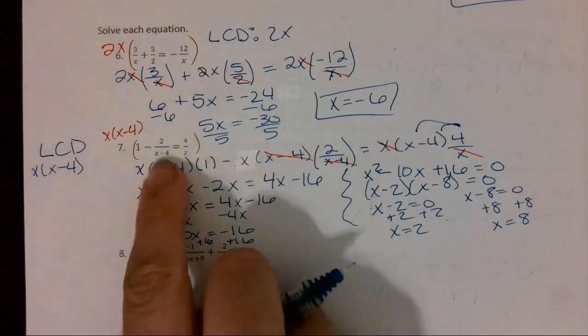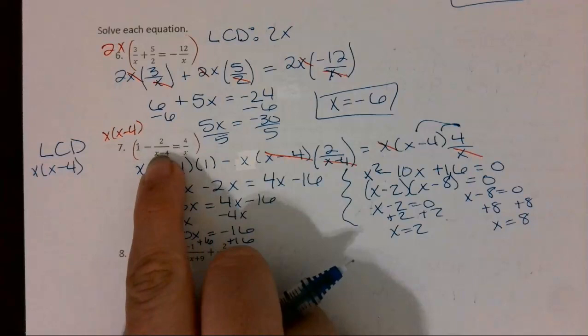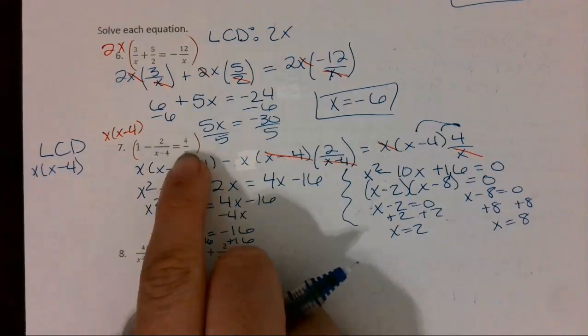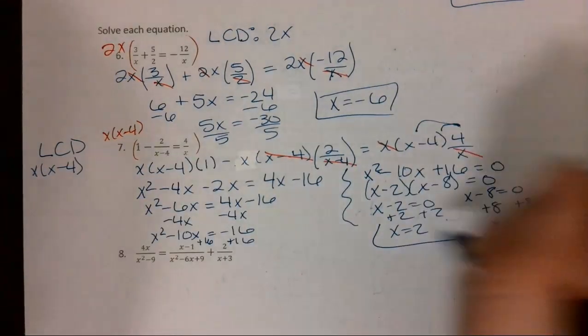Okay. If I plug into here, I get negative 2. 2 here gives me 2. 8 would give me 4, and 8 would give me 8. So both of those answers work.